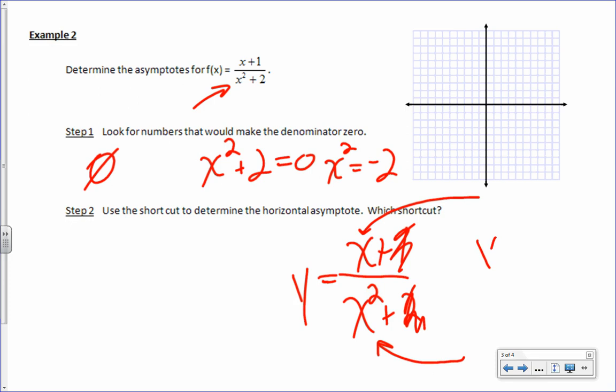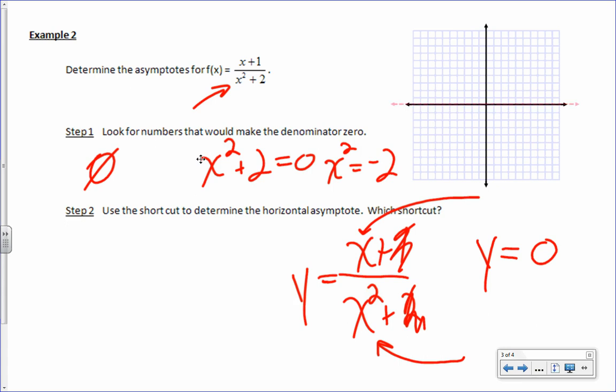And what does your little rule tell you for this one? If the bottom is bigger, by default, it is y equals 0, because as this gets further out, it's going to keep getting worse, right? There's not much I can do about it. So we know y equals 0 is an asymptote.